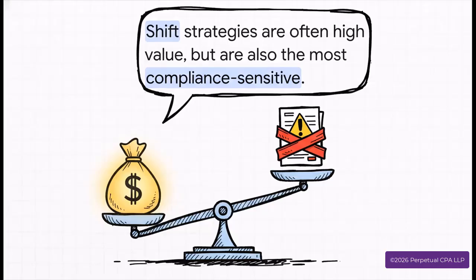And this really gets to the heart of the shift strategy. Many of these approaches can be incredibly high value, but they are also, without a doubt, the most sensitive from a compliance standpoint. There are a ton of ways to shift income, but in practice, the right ones are always identified based on your specific situation, your business structure, and of course, your ultimate goals.